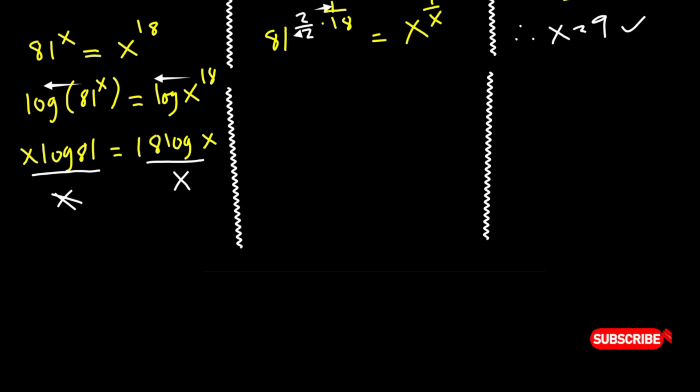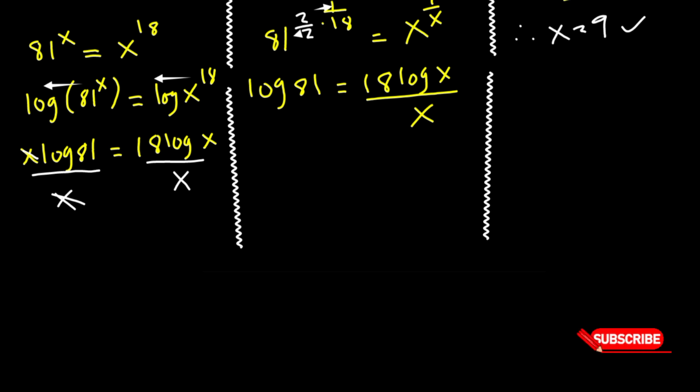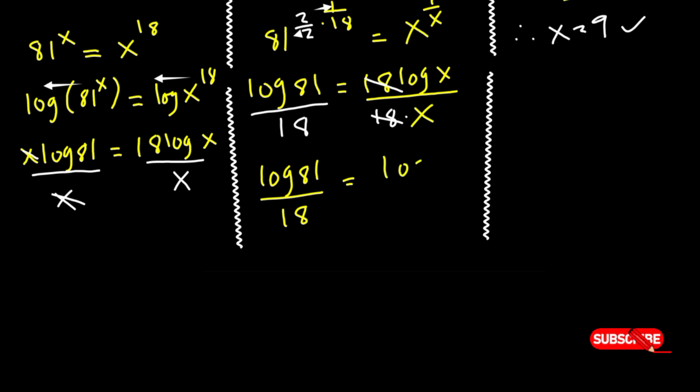Then we are going to know that x will cross out x, and we're going to be left with log 81 equals 18 log x all over x. Now we also move further and divide both sides by 18. So 18 cancels out 18, and here we'll be left with log 81 divided by 18, and this equals log x divided by x.